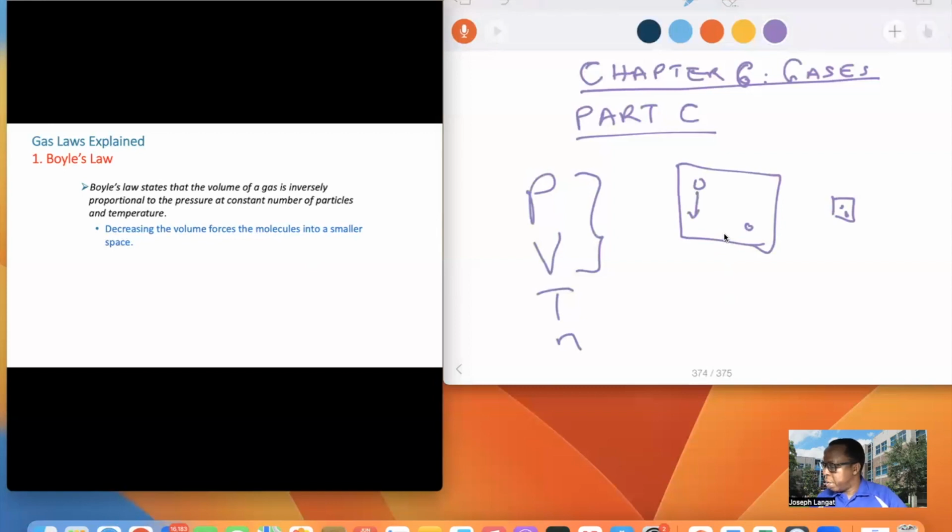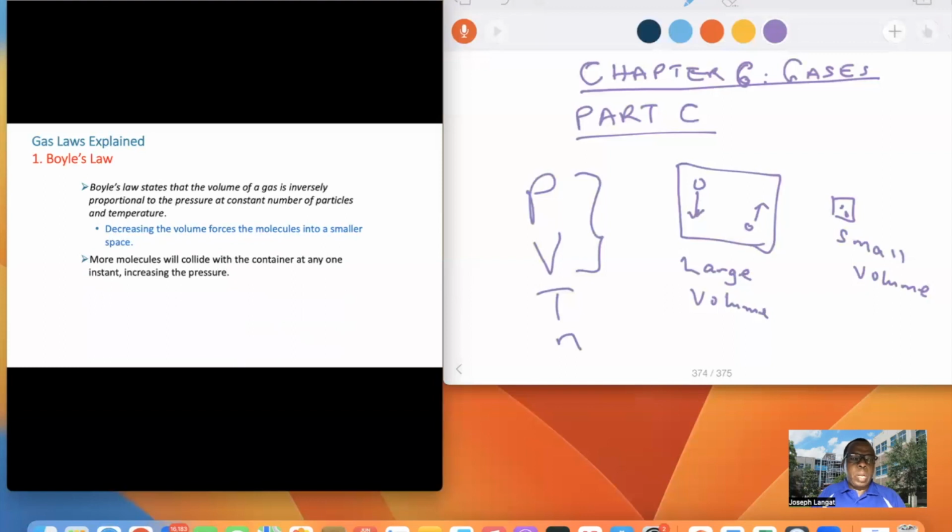If it's moving in that direction, moving in this direction, this one will bump on the wall many times compared to when we have a large volume. This is large volume, and this is a small volume. And using the kinetic molecular theory of particles moving randomly, this explains why we see when you decrease the volume in Boyle's law, the pressure will increase. When you increase the volume, the pressure will decrease. This is using the kinetic molecular theory of gases moving randomly.